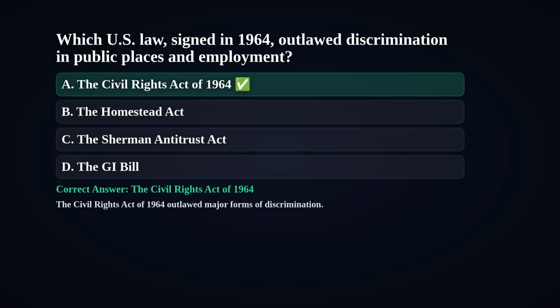The correct answer is A. The Civil Rights Act of 1964. Signed into law in 1964, it was a landmark law that banned discrimination in key areas of public life and work.